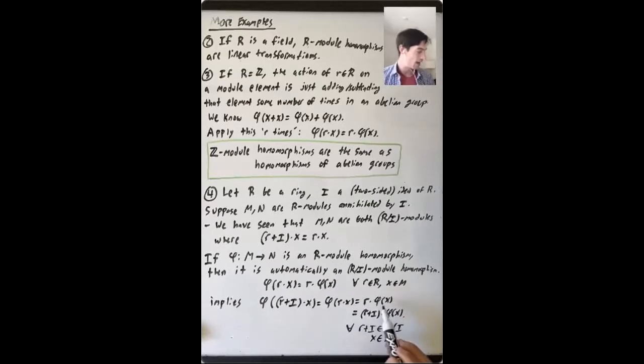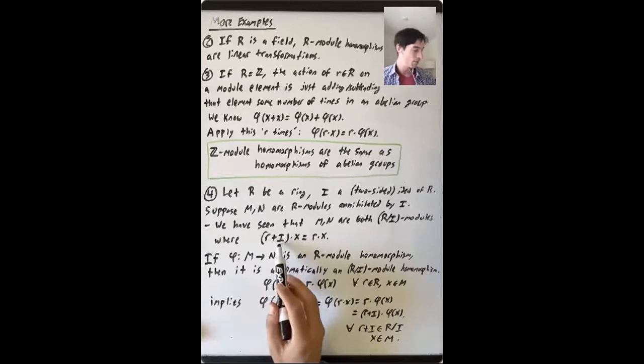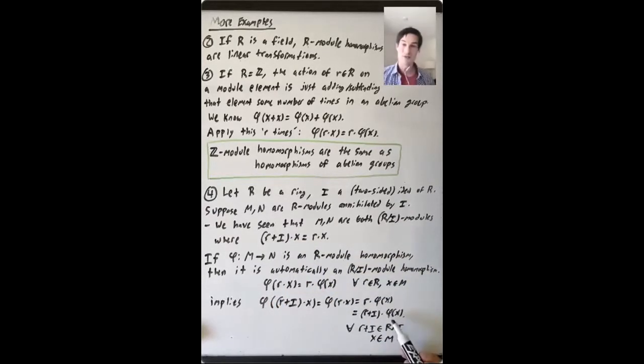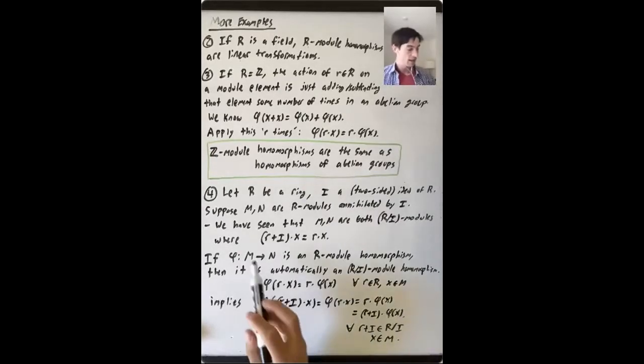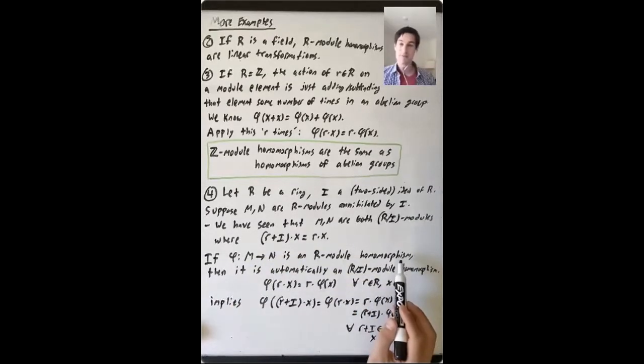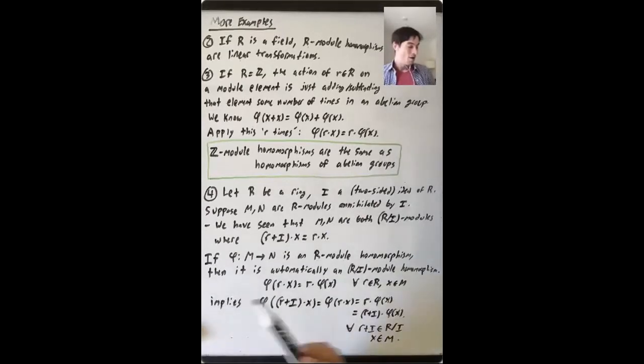So this is R dot phi of x. But R dot phi of x is (R plus I) dot phi of x because of the definition of the action of this quotient ring on our module N. So if phi is an R module homomorphism, we see that it automatically satisfies the thing necessary to be an R mod I module homomorphism. So I'll pause and erase, and we'll give one interesting instance of this last kind of example.